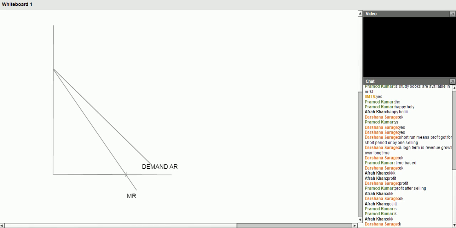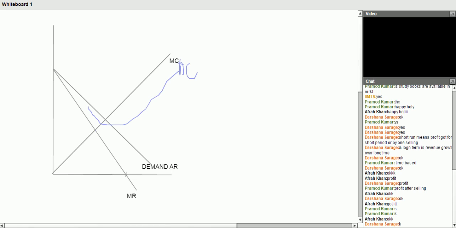The next thing that we are going to draw is the marginal cost line. So this is the marginal cost line. Okay, then the next is the average cost. So this average cost will be somewhere here. This is the average cost.